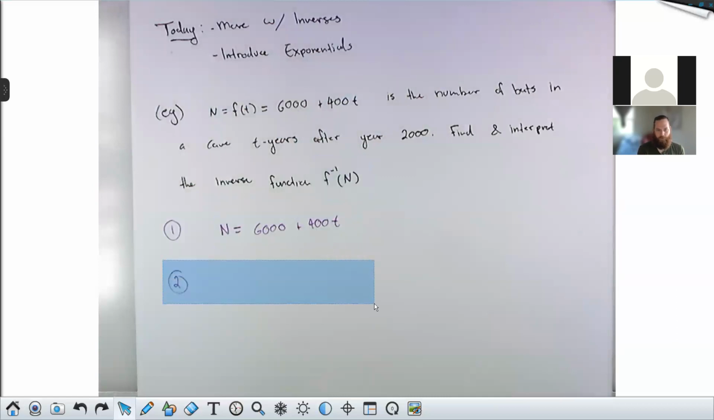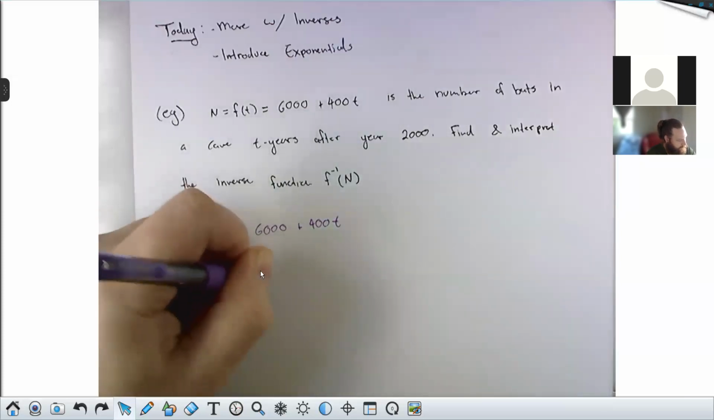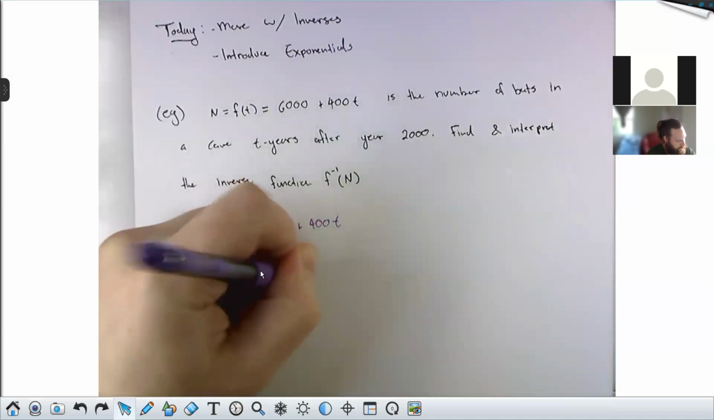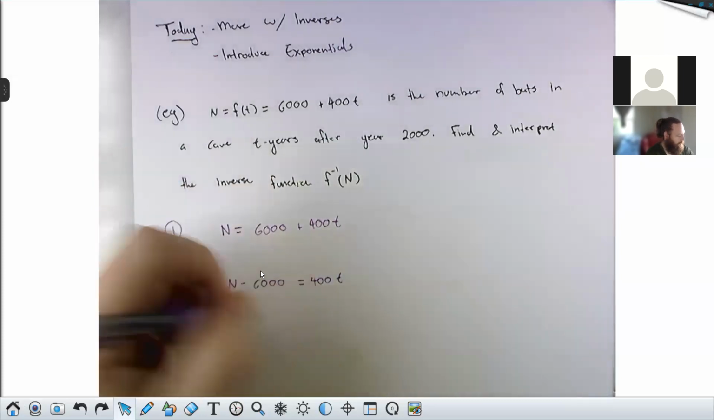So if you look back at the notes from Tuesday, sorry, you guys are Tuesday, Thursday, you'll see that the second step there, I have something else. Swapping the variables comes a little later. In the second step, we want to go ahead and solve for the input in terms of the output. So before we swap, we're going to solve for t. So I can subtract the 6,000, and then I can divide through by 400.